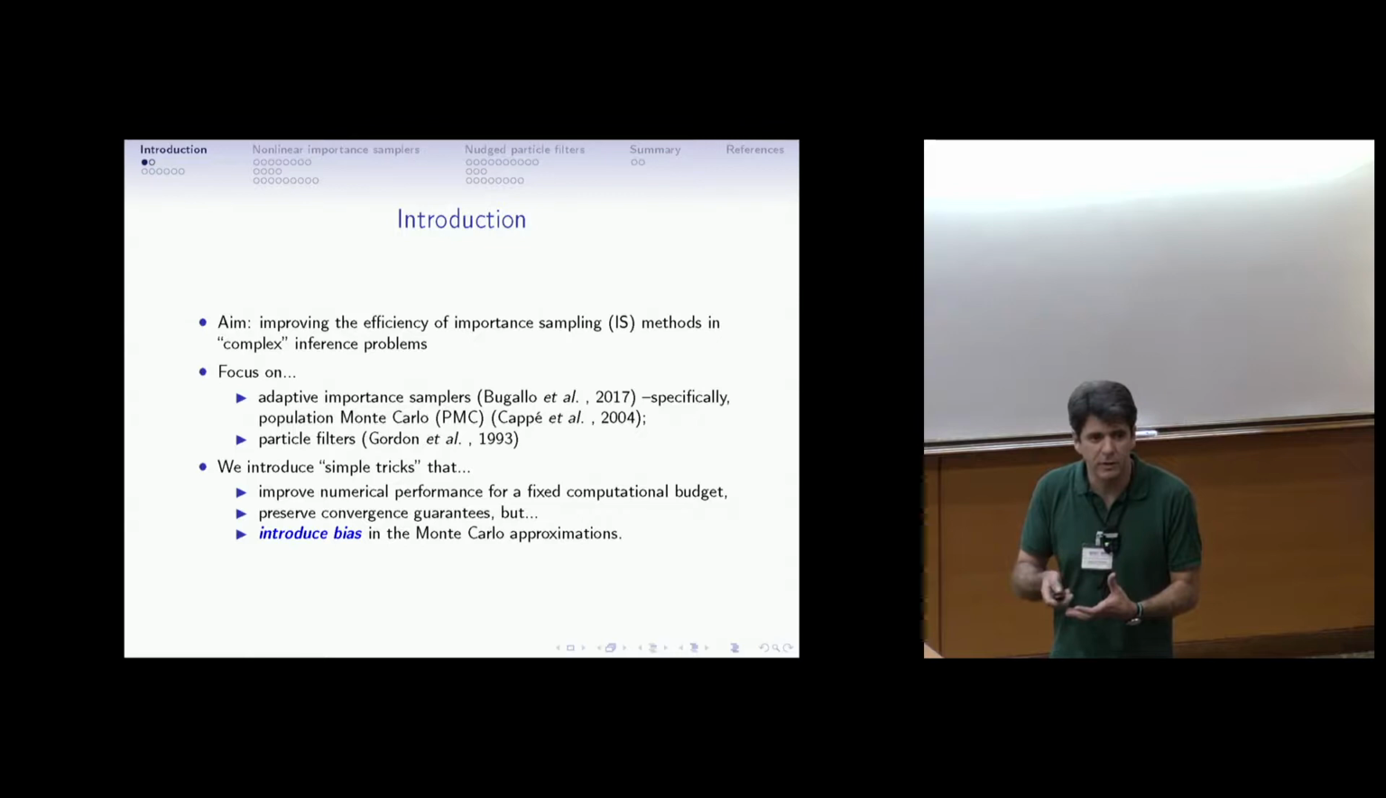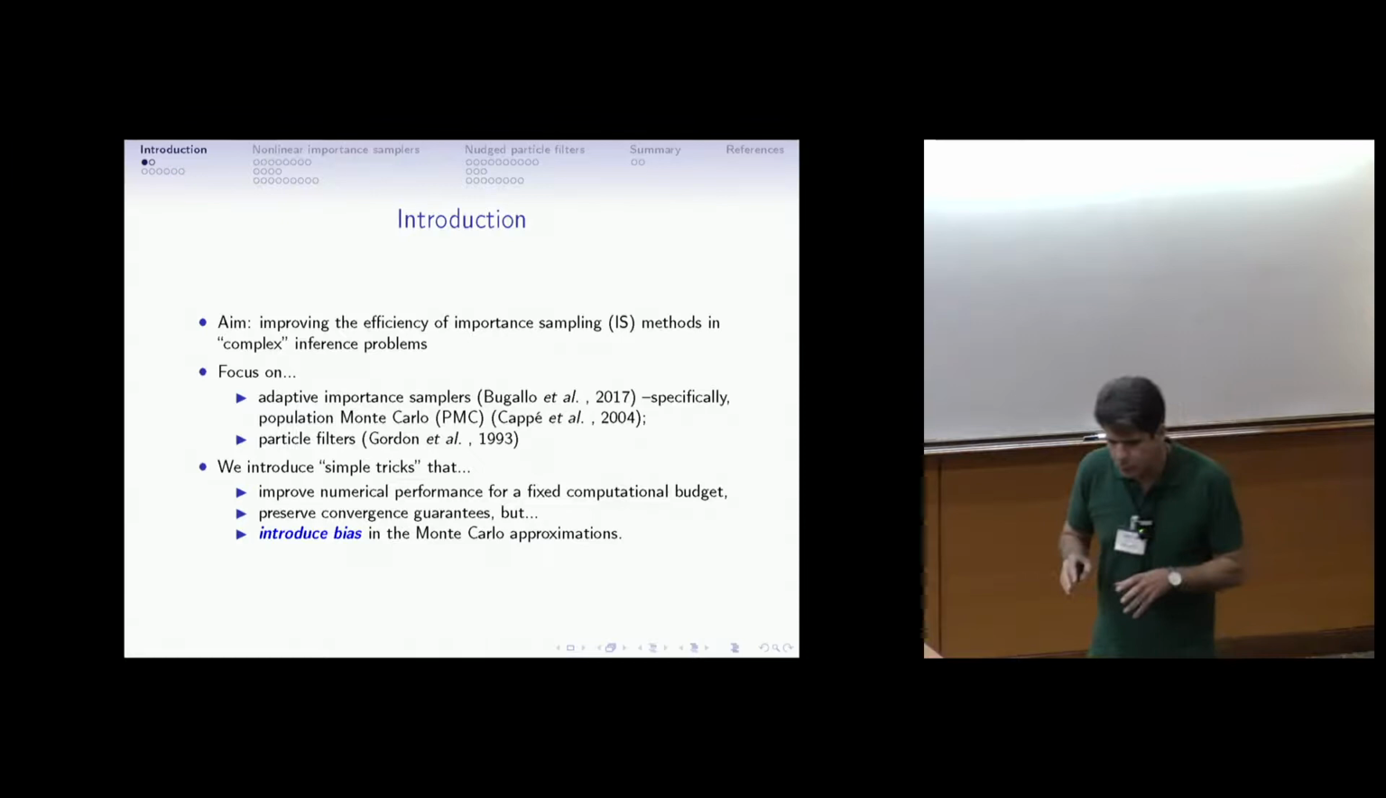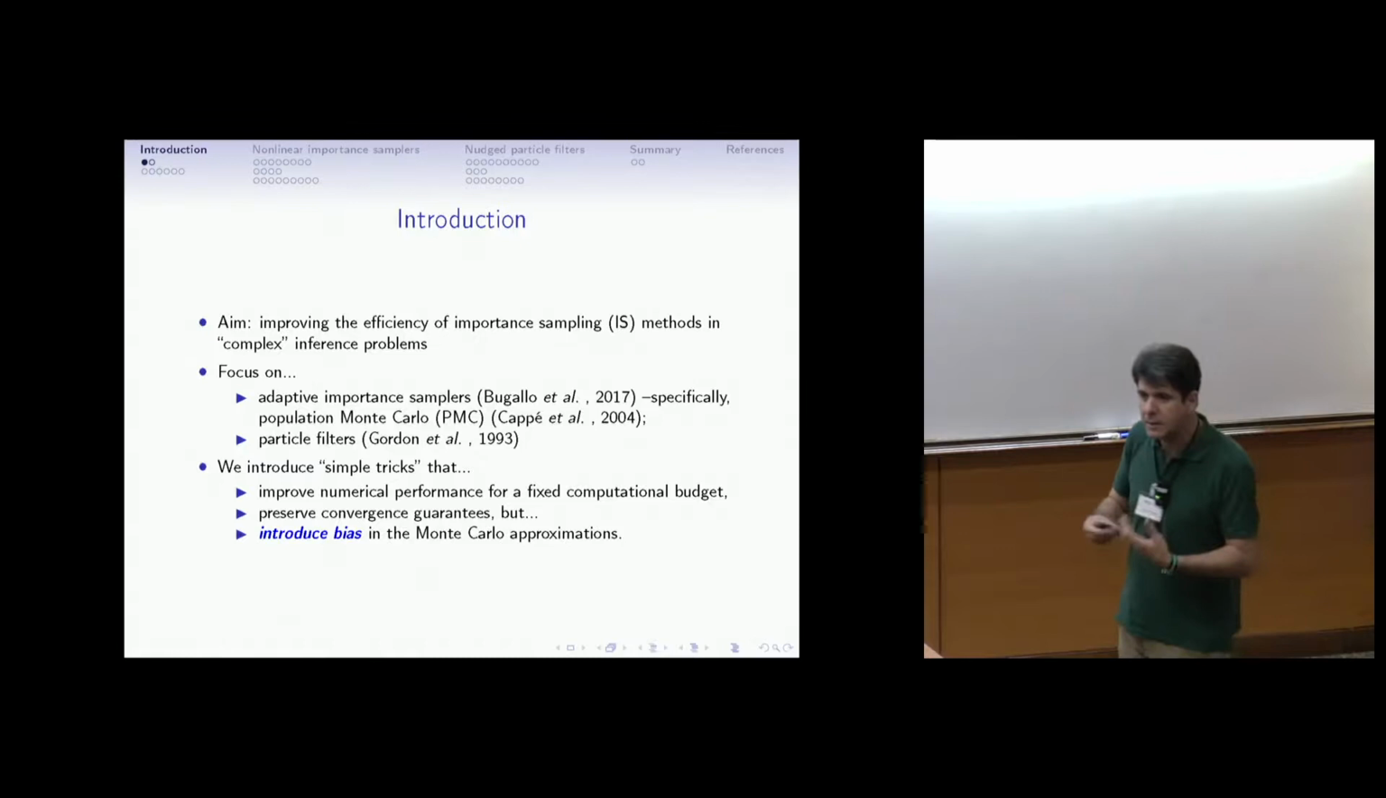Okay? And this is essentially one of the common features between these two classes of algorithms, and that's why I'm explaining them together. The other common feature is that when we perform these tricks, when we plug these extra steps, normally we do it using some heuristics because we want to tackle some aspect of the degeneracy problem. And the price to pay is that we introduce extra bias in the algorithm, in the Monte Carlo approximations. So then you have to look at it, and you have to assess whether that bias may be destroying the convergence properties of the algorithm or not.